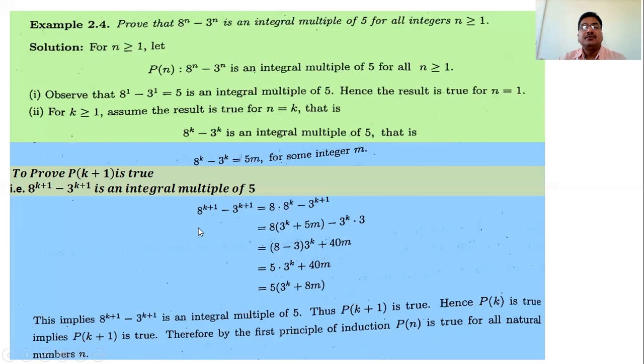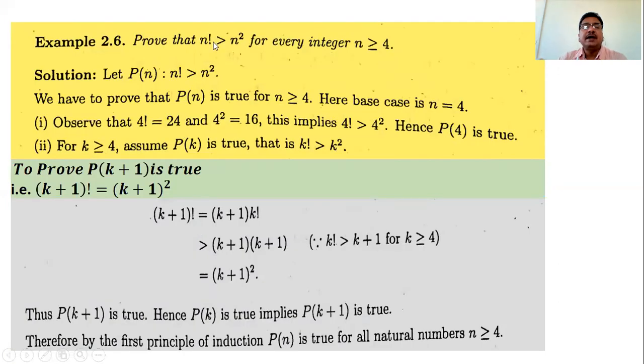Okay, so next problem: prove that n factorial is greater than n square for every integer n greater than or equal to 4. The first step in the proof is not to substitute n equal to 1 or say p1 is true, because n is greater than or equal to 4, and that is why we prove the result is true in the first step for n equal to 4. This is the first principle. Either prove the result is true in the first step for n equal to 1, or n equal to 2, or n equal to 3, or n equal to 4.